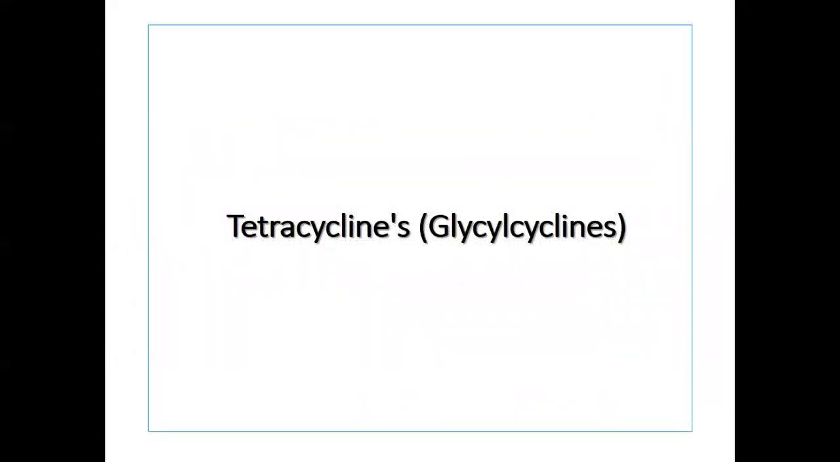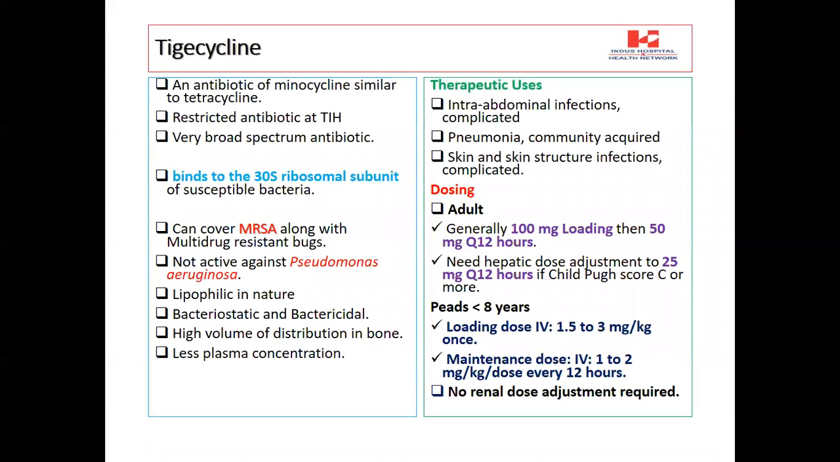Another class of antimicrobials is the tetracyclines. One example from this class is tigecycline. It is a very broad spectrum antimicrobial which can cover MRSA, and it's not active against Pseudomonas. This class is considered a second line agent or last line option to treat infections. By nature, this drug is lipophilic, so the concentration of the drug in the blood is low, so it's not suitable for bacteremia. If there's a blood infection, tigecycline is not suitable for that.